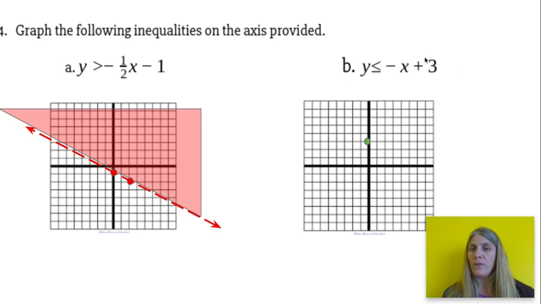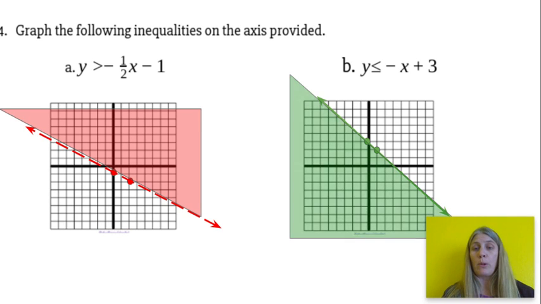So we go ahead and take a look at our next one over here for B, and we see we have a y-intercept of 3. We're going to go down 1 and 1 to the left, and we have a solid line because it's less than or equal to, and less than means that we're going to graph below that line.